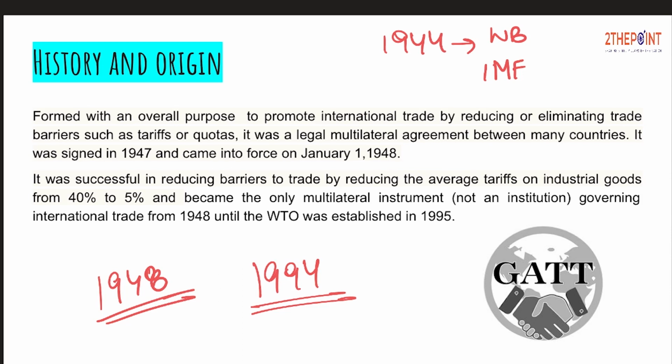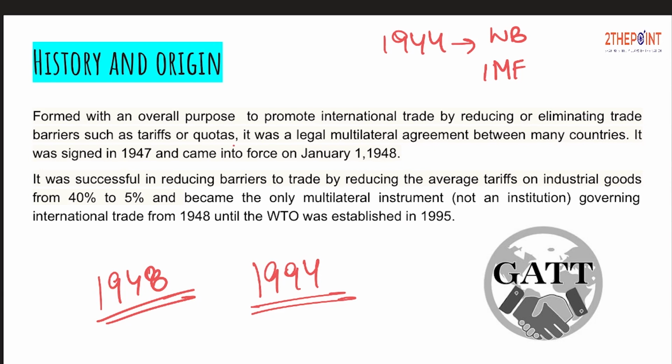It was formed with an overall purpose to promote international trade by reducing or eliminating trade barriers such as tariffs or quotas. By 1945 the Second World War was over and every country in the world was following protectionist measures. What is this protectionist measure? Every country wanted to export more and import less, and so as to curb imports, they were imposing high import duties on goods coming from other countries, so as to reduce the amount of imports in the country. Now this was hampering or distorting the world trade.